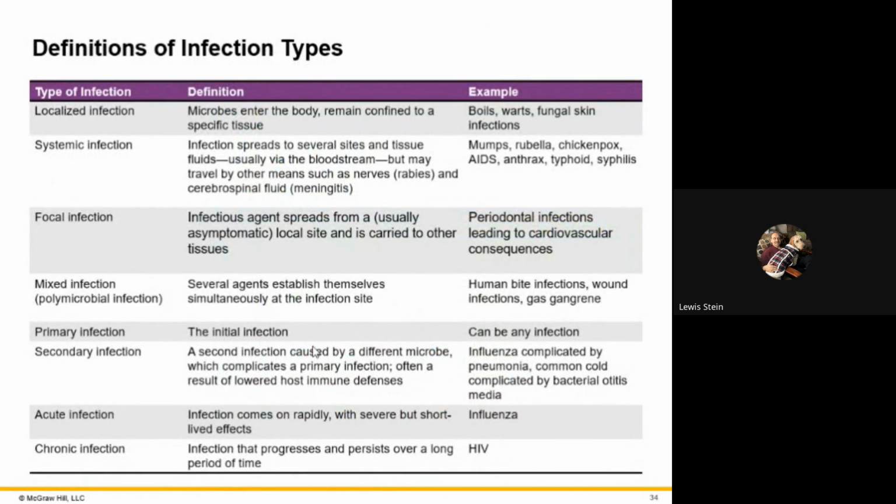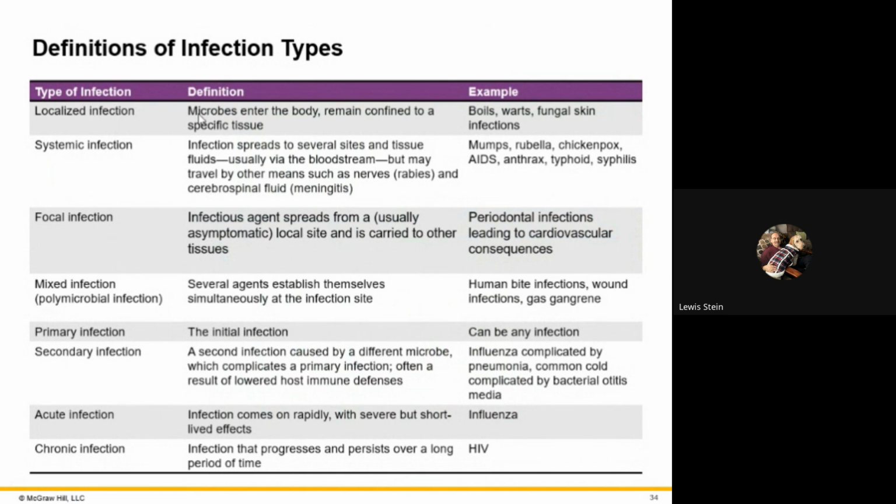And now, different kinds of infections. This is important. Localized are just that. They stay in a specific area. Systemic, they've spread, typically by the bloodstream, but it could be through the nerves or even cerebrospinal fluid. So for instance, with most common infections, let's say you get a pustule. The pustule is confined, maybe it turns into a boil where the pus is under the skin and it has to be lanced to be let out. Or it could be a wart, something relatively simple. That's a localized infection.